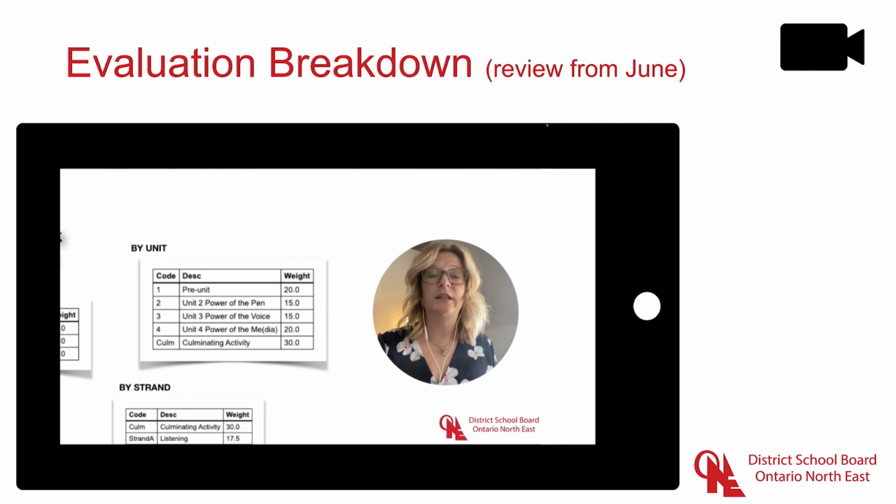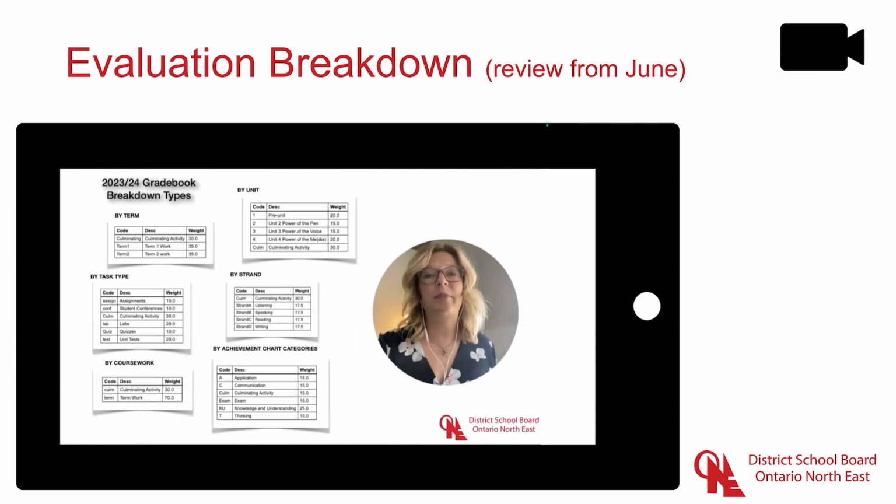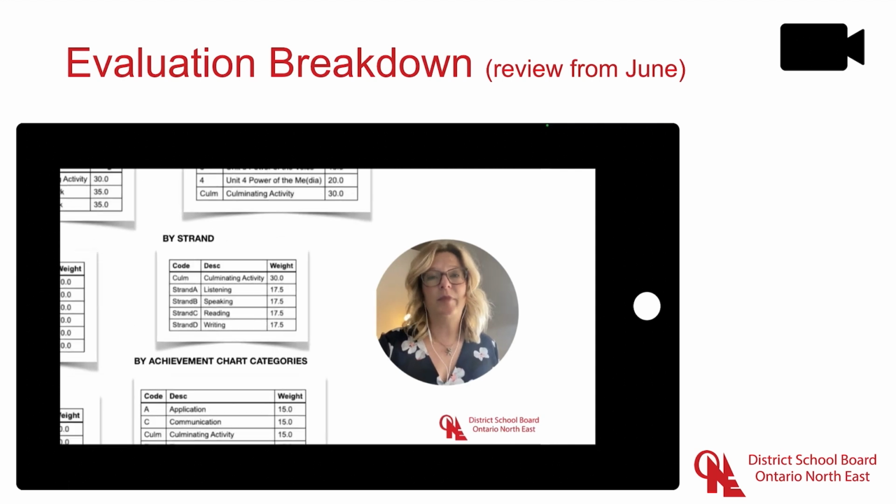Depending on what course you take, there might be more than 4 units, and the weightings could also be different, as well as the culminating activity, again worth 30%. Another way could be by task type, and the different task types could include assignments, labs, quizzes, unit tests, student conferences, things like that. The next could be by strand. Depending on the course, the strands would be different, and they could have an equal weighting, or maybe some are given a heavier weighting than others. Again, the culminating activity for a grade 9 class would be 30%.